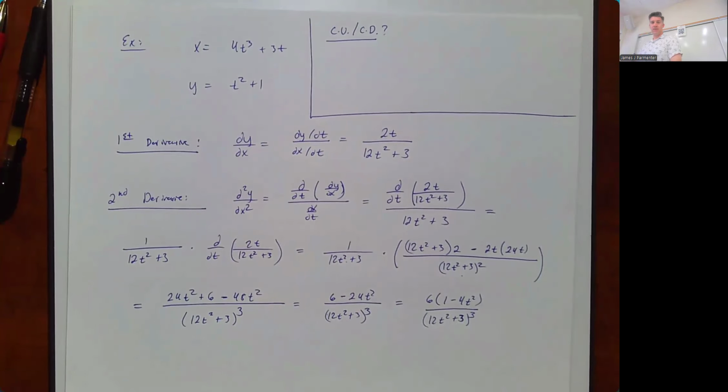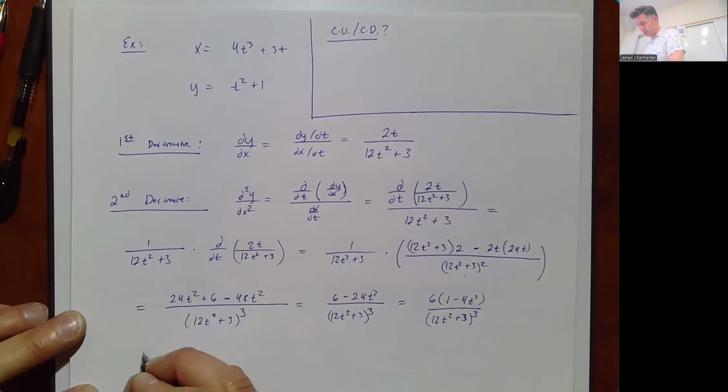I would point out that the denominator of this second derivative is always positive. 12t squared is always greater than or equal to 0. 12t squared plus 3 is always greater than or equal to 3. So my denominator is always positive. So I really, really only need to look at where is the numerator going to be positive or negative. So let's see, where is 1 minus 4t squared going to equal 0?